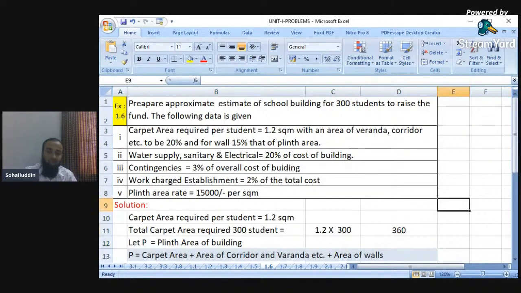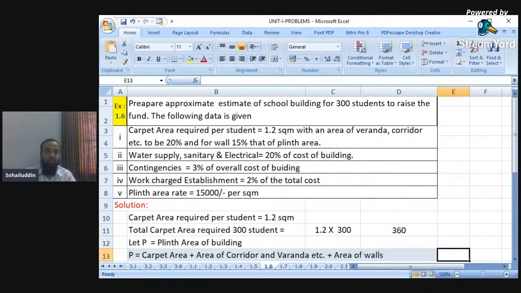Thus, carpet area required per student, as mentioned in the question, is 1.2 square meters. Total carpet area required for 300 students is just the multiplication, 1.2 square meters per student multiplied by 300, that is 360 square meters.